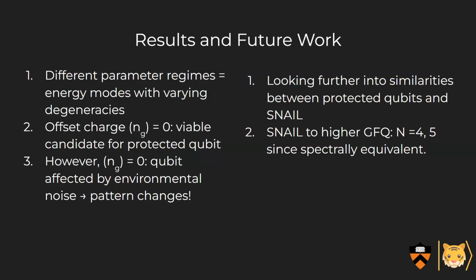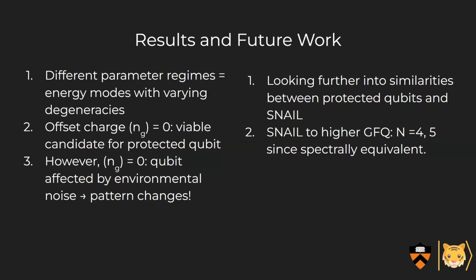To wrap it up, our conclusion is that the offset charge NG equaling 0 is still a viable candidate for a protected qubit, but obviously NG equals 0 suffers from a lot of the environmental noise that we were trying to prevent in the first place. However, by changing the offset value to a really high value, essentially trying to protect it from environmental factors, we still get a very promising protected qubit, very similar to the 0-pi qubit. But the patterns are certainly very different.